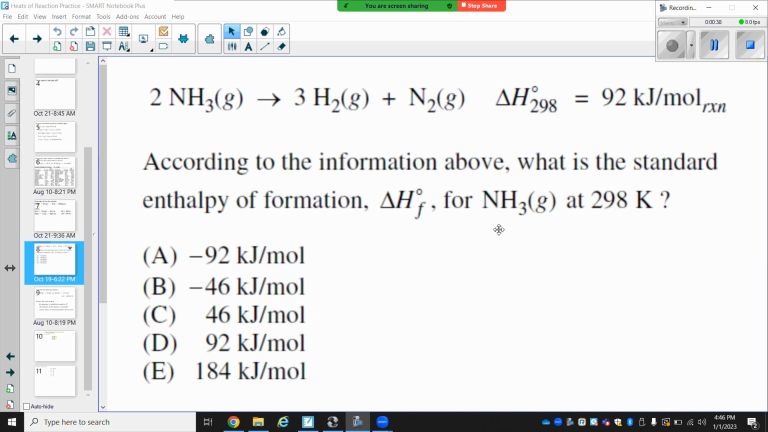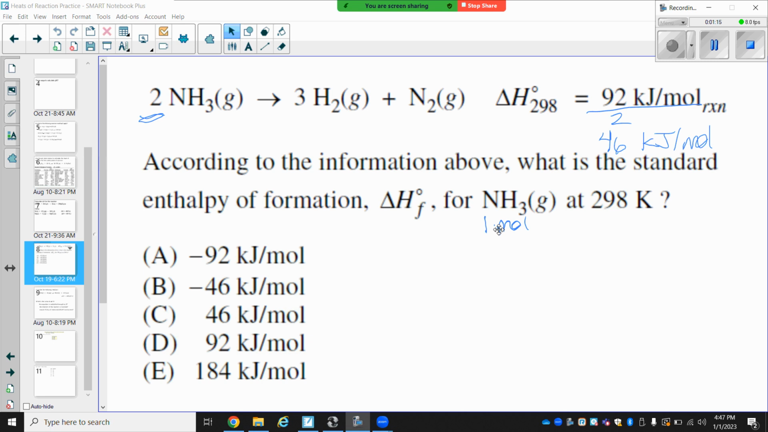So remember, heat of formation is going to be for 1 mole of ammonia, whereas in our reaction it gives us 2 moles of ammonia. So we know that we are going to have to cut this in half and divide by 2. So if we divide by 2, that is 46 kilojoules per mole for using 1 mole of ammonia.